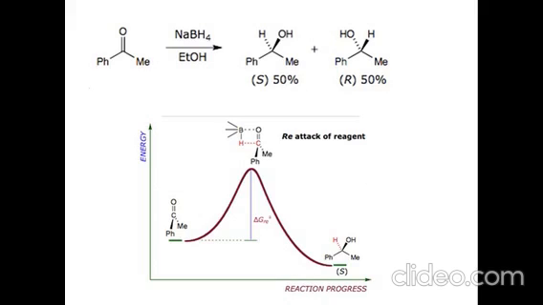So if the two transition states have equal stability, then the products will be formed in equal amounts. But if the transition states have different stability, then the transition state which has lower activation energy will result in formation of more product, while the transition state that has higher activation energy will result in formation of less product.